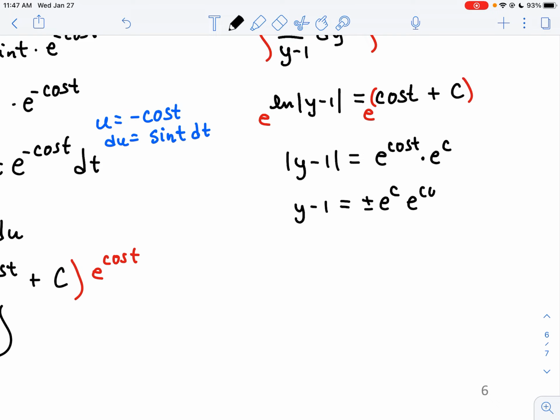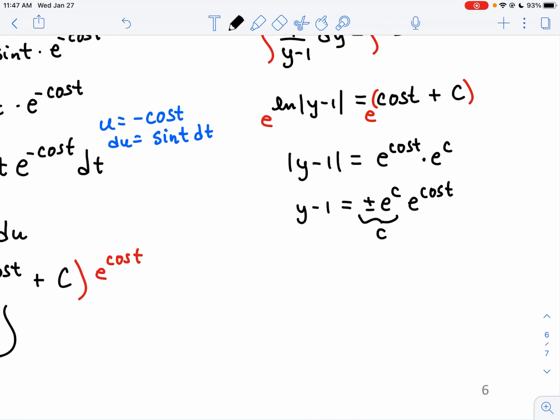Put the e to the c first, and then the e to the cosine t next. And this plus minus e to the c is just another arbitrary constant. So we can just make that a c again, or call it a different letter. If you don't like using c every time we have a general constant, I get that, because this c should not be thought of as the same value as that c. But anyway, we can use c or a different letter. Maybe we can call that a capital A just to avoid that confusion. So there's our arbitrary constant.